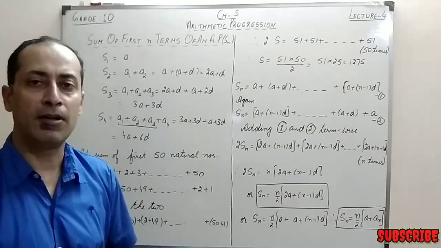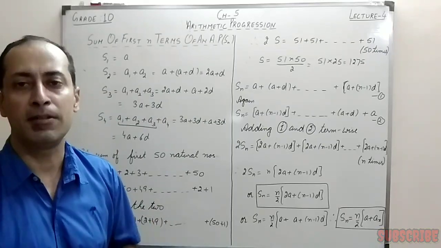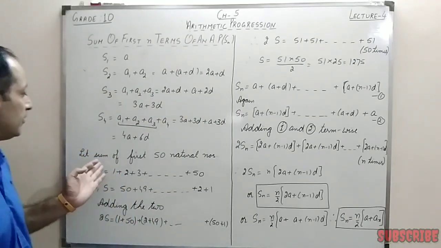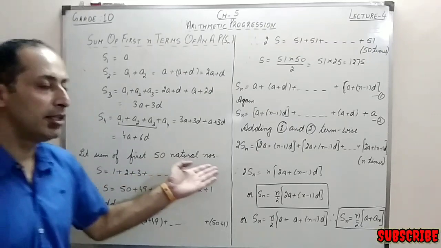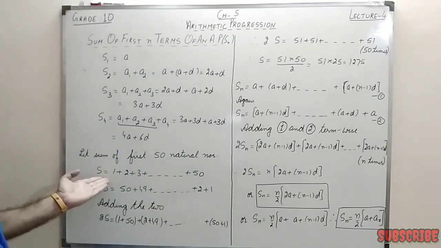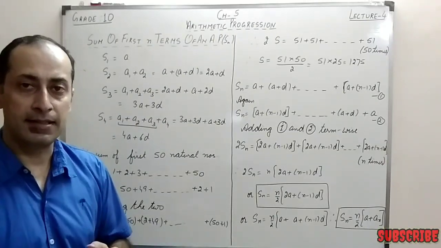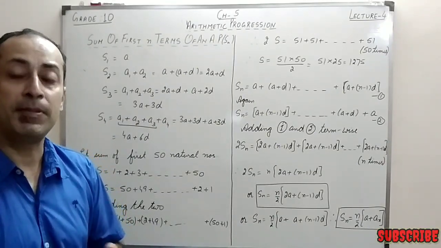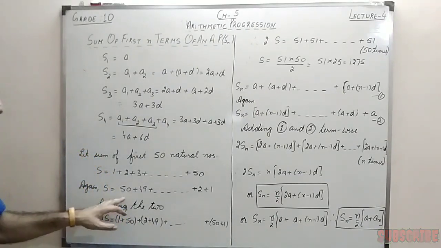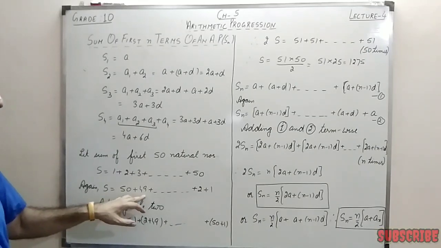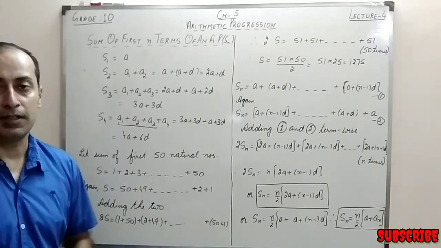Let's take an example to find the sum of the first 50 terms of an AP. Let the sum of the first 50 natural numbers be S equals 1 plus 2 plus 3 up to 50. This S, the sum of 50 terms of an AP, can also be written in the reverse way, that is 50 plus 49 plus up to 2 plus 1.